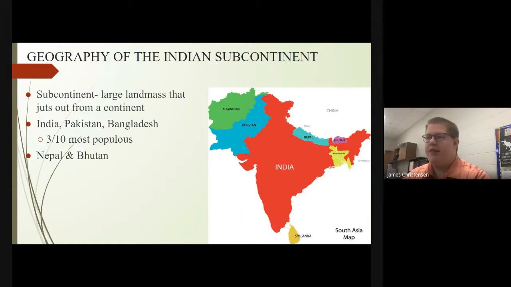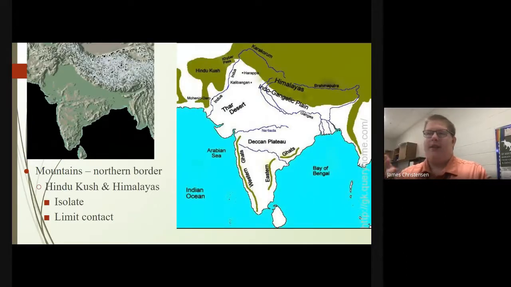Between the countries of India, Pakistan, and Bangladesh, they are three of the ten most populous regions of the world, as well as the countries of Nepal and Bhutan, which exist on the borders with the Himalayas and China. Again, like I mentioned, the mountains form the northern border, the Hindu Kush and the Himalayas. You have the Hindu Kush to the western part of India, and you have the Himalayas to the east.